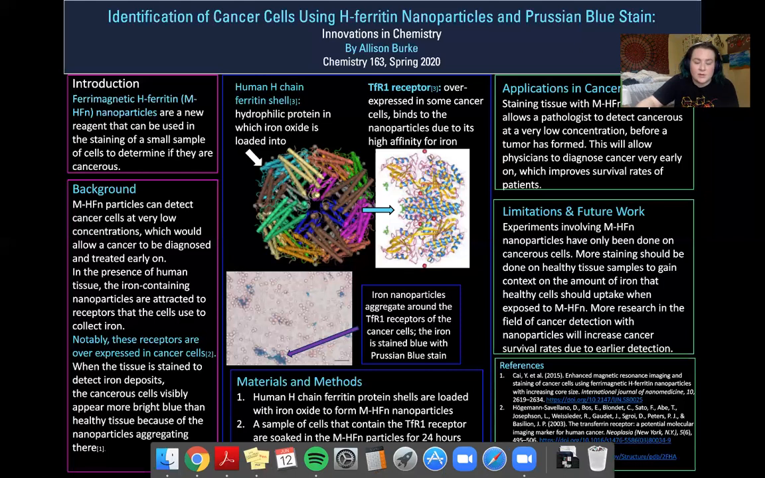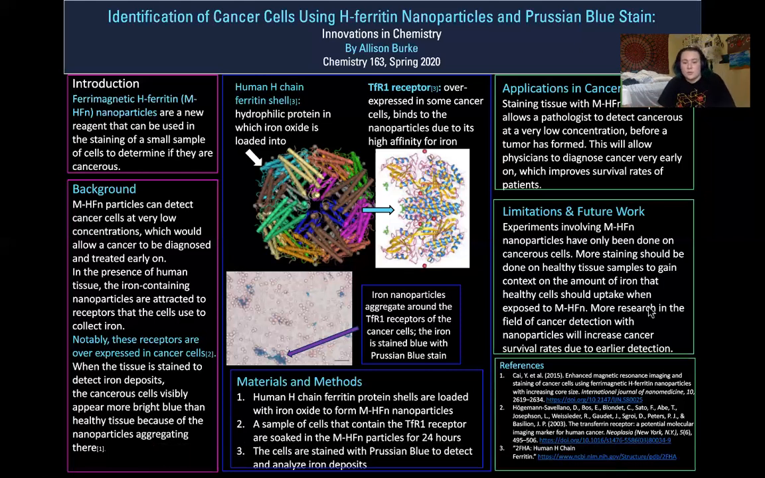And then a scientist would actually, you can't see the nanoparticles, they're basically invisible. So you have to stain for the iron that's actually inside the protein shell. You have to stain for the iron, and that's how you tell where the nanoparticles are really aggregating.